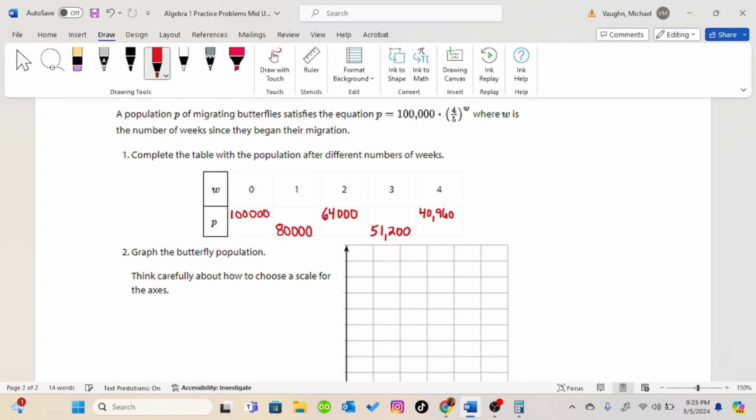So to fill out the table, simply start with your beginning population after 0 weeks. Then each week multiply the y value times 4/5 to get the next y value until you've filled in the entire table.